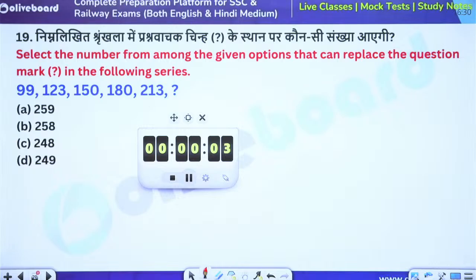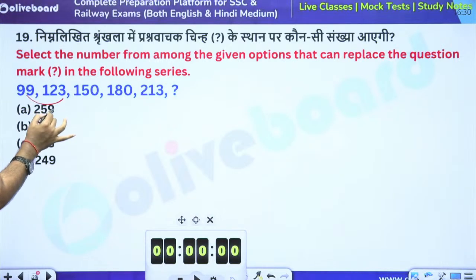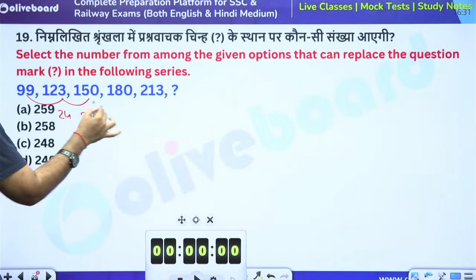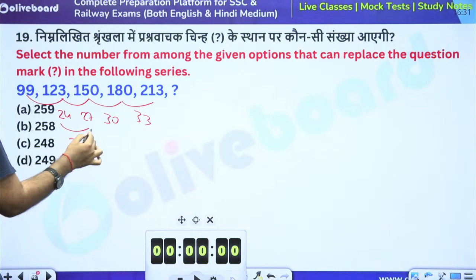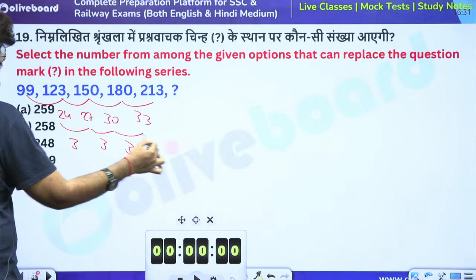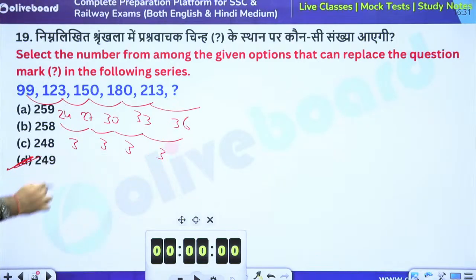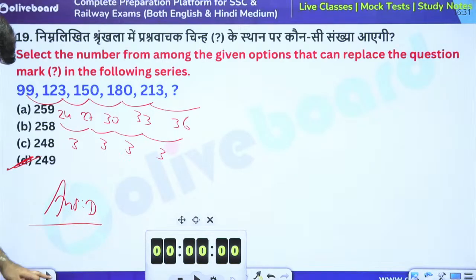Correct. What exactly is happening here? If you check the difference, 99 to 123, the difference is 24. Difference here is 27. Difference here is 30. Difference here is 33. What is happening? Double difference, you will see it is just increasing by 3. So the next one has to be 36. And if you increase 213 by 36, you will get 249. Option D is the right answer. Cool. Any issue? Next.